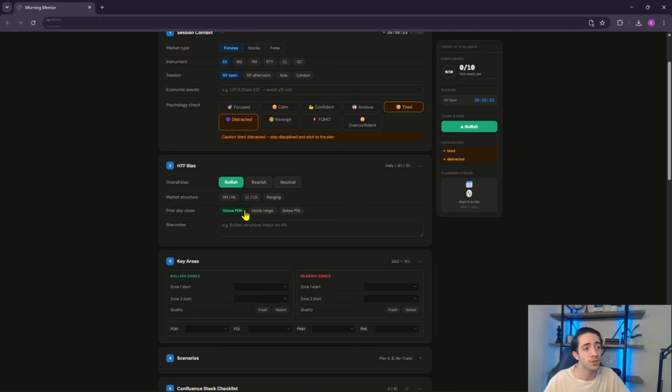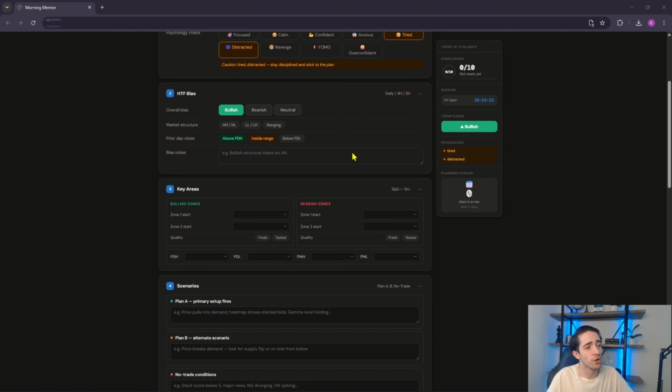I created it so you can mark out both. Let's say we did break previous day high, but we ended up trading back within that range. That way you know the strength and momentum that we're dealing with. And of course, bias notes. Let's say we recognize that for the past 3 days, when we break previous day high, the buyers have a lot more control. You could take note of that. This is your Morning Mentor and your personal trading journal.